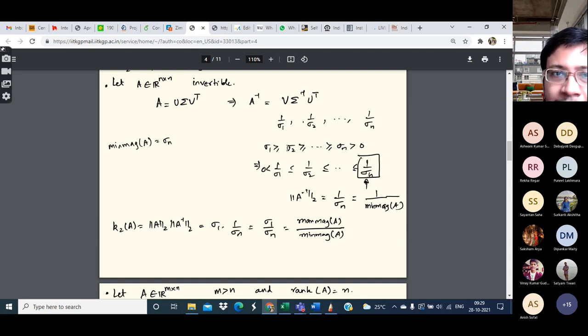Okay. But remember that sigma 1, sigma 2 have a specific order: sigma 1 is the largest, sigma 2 is the second largest, sigma 3 is the third largest, and so on, and they are arranged like this. So now if I am taking the reciprocal, then obviously that order is going to be reversed. So 1 by sigma 1, 1 by sigma 2, these things will continue to be the singular values of A inverse, but the order is now reversed.